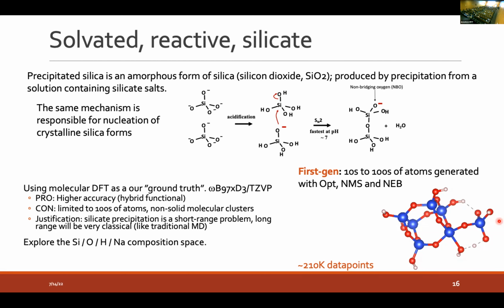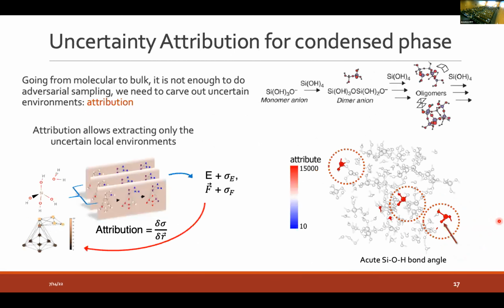So we're interested in training a potential for silicate species in water as gas phase molecules and then transferring it to bulk. And in this case, the whole adversarial attack doesn't really work because in the bulk, the number of atoms we have is larger than fits in our simulator. Right, we cannot simulate 5,000 atoms or 1,000 atoms with our gas phase DFT in an affordable time. So we do attribution. It's related. It's the same gradient. It's the gradient of the uncertainty with respect to atomic positions.